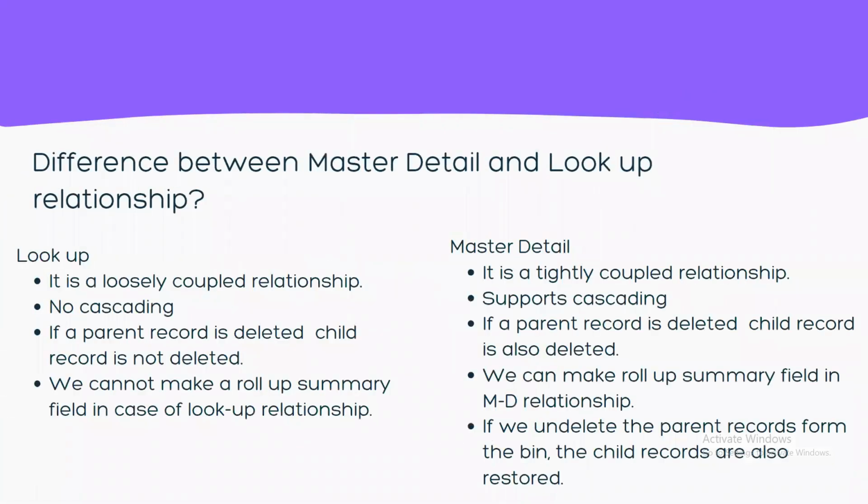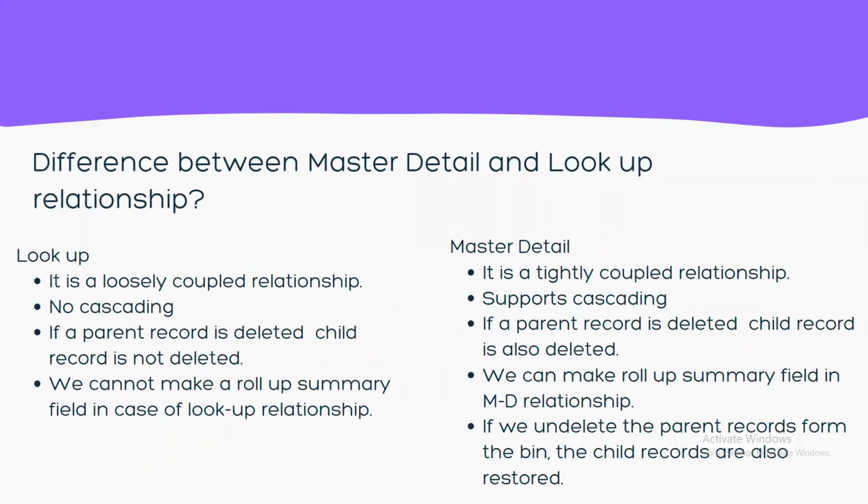Difference between master detail and lookup relationship. In lookup relationship, it is a loosely coupled relationship. There is no cascading. No cascading means if a parent record is deleted, the child record is not deleted, it will not be affected at all. And we cannot make a roll-up summary field in case of lookup relationship, right?